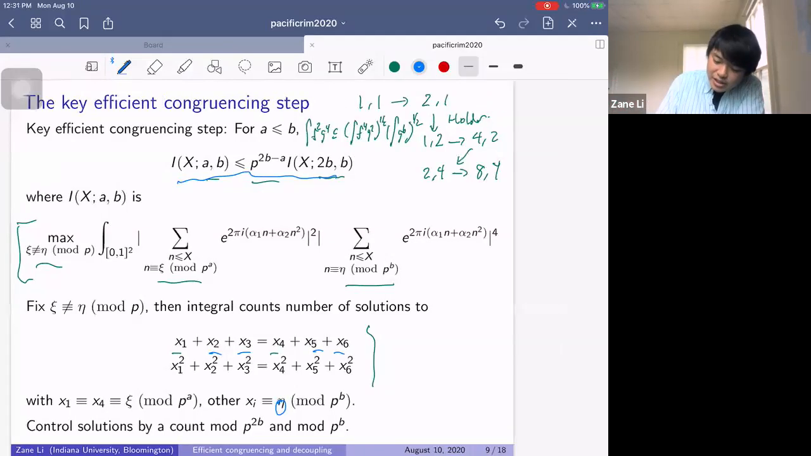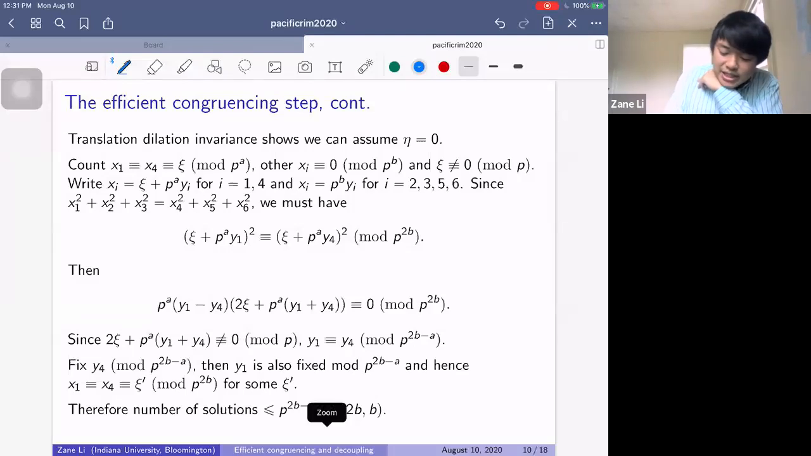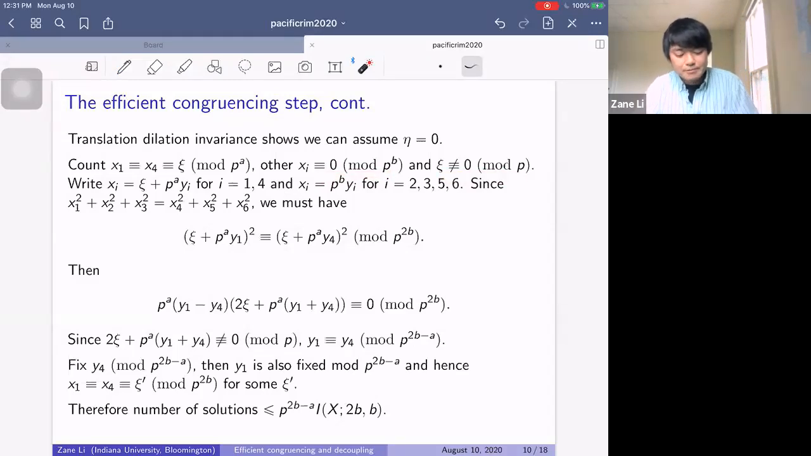Okay, so this proof is quite number theoretic. I mean, it just uses mod. Essentially what we want to count is the number of solutions to this quadratic Vinogradov where the x1 and x4 are congruent to C mod P to the A, and the others are congruent to 0 mod P to the B, where C is not congruent to 0 mod P.